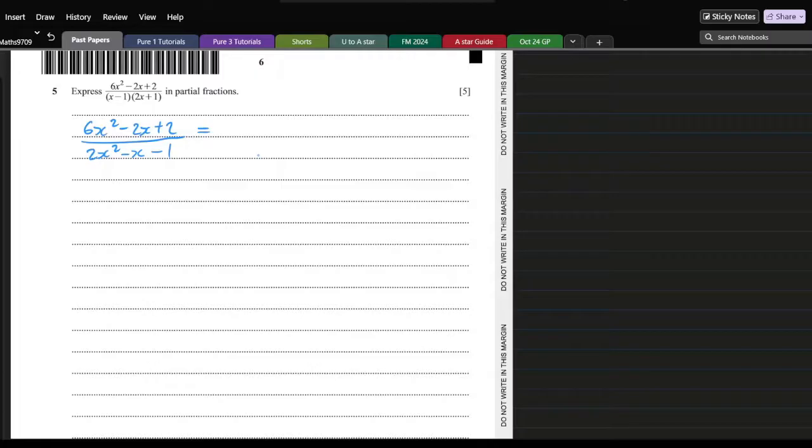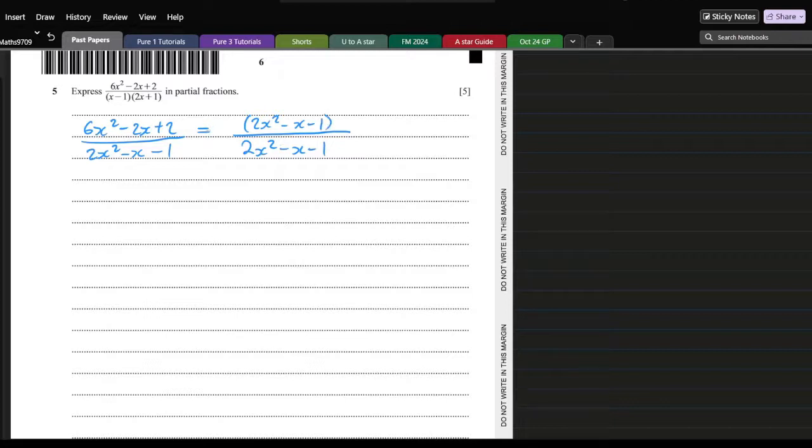Now, if you prefer to use long division to evaluate the constant, please do so. But in this case, I am not going to use long division. I will explain the method that I prefer to use. So we're going to start off by copying the denominator exactly as it is to our numerator. So that's 2x squared minus x minus 1.